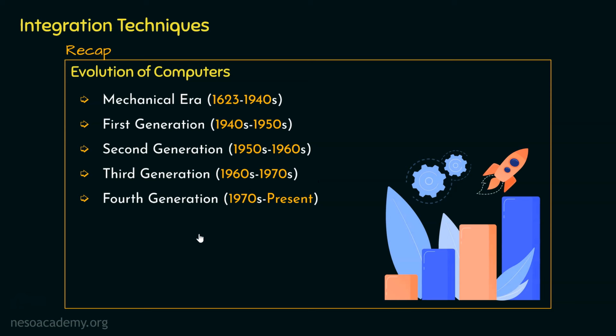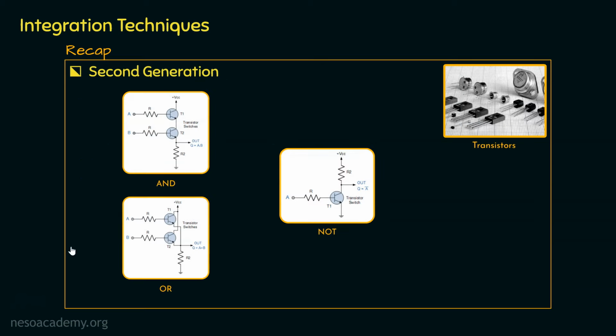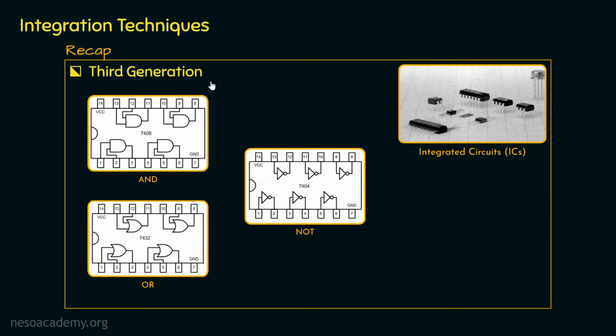With the development in integration technology, in 1971, the fourth generation of computers began, and we witnessed the advent of microprocessors. Now, if you remember, in the second generation, transistor circuits were being used to build the basic building blocks for digital computers, that is, the basic logic gates. Coming to the third generation, due to the advent of integrated circuits, instead of transistor circuits, IC chips were being used to implement the basic logic gates for digital computers. Focus on the name. Integrated circuits. Now today we are learning about integration techniques. Now what is integration? Well, it means to bring together or incorporate parts into a whole.